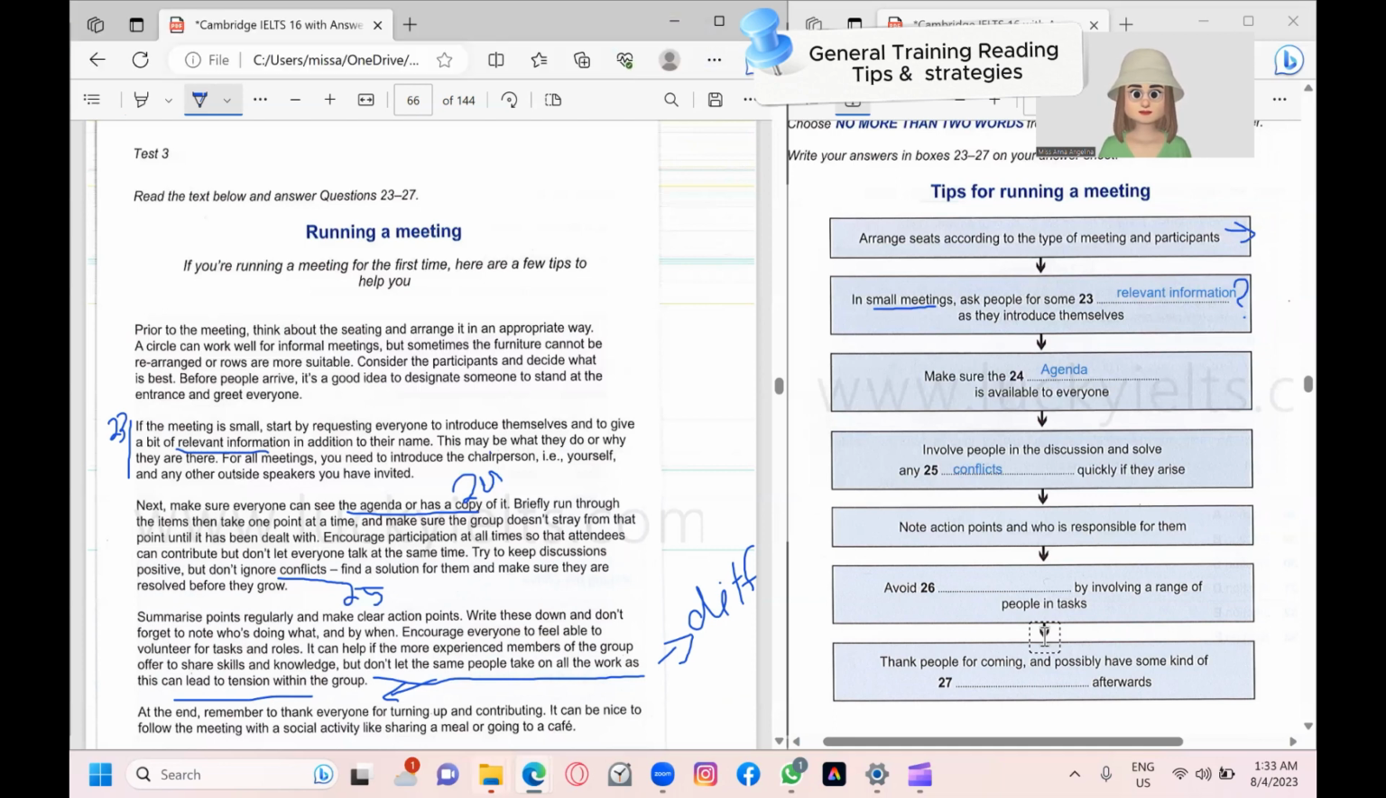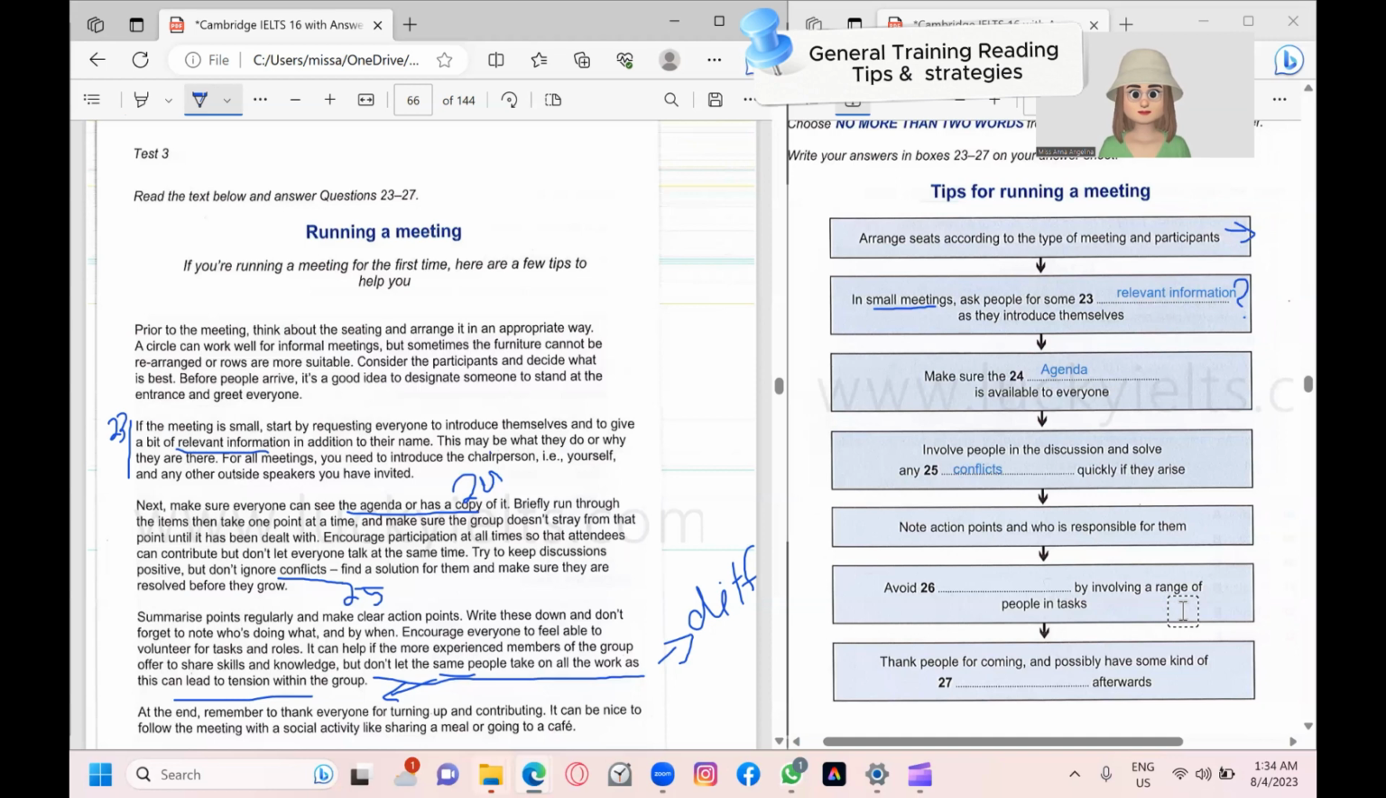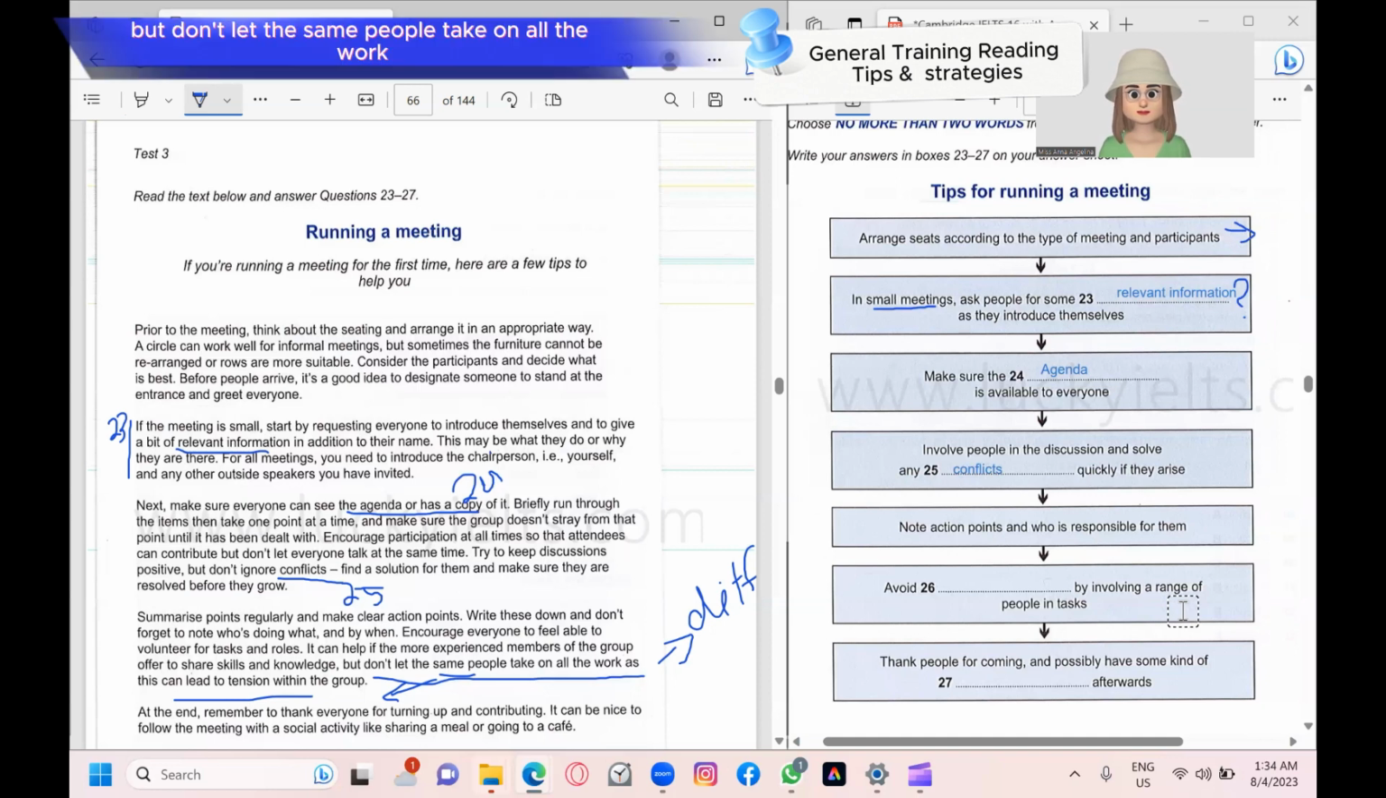Mary, do you understand it? Yes, avoid same people by involving a range of people in tasks. Range of means variety of people. The paragraph says same people. If you involve the same people for all the work, you will have tension. But the statement is opposite, that if you involve a variety of people, it will reduce tension. Read it once again, you will understand. But don't let the same people take on all the work, as it can lead to tension within the group.